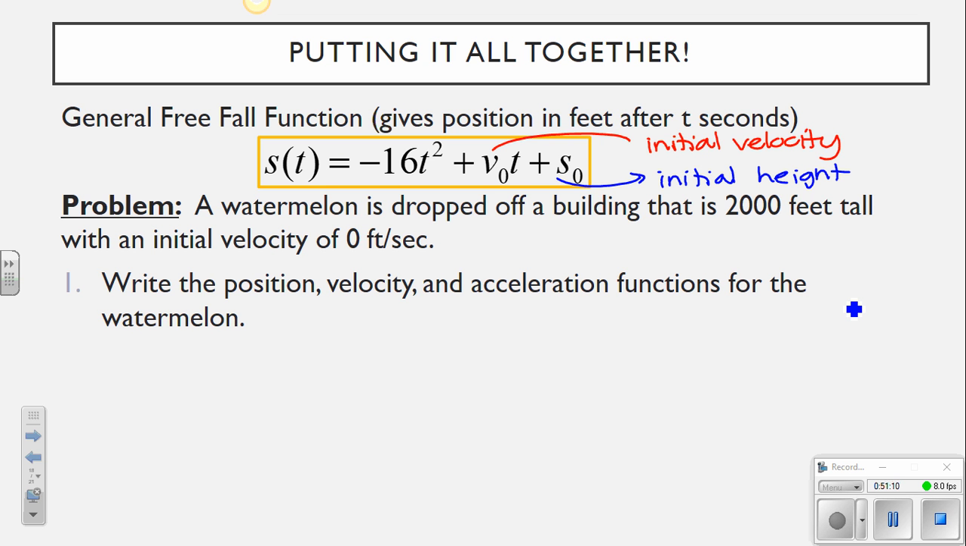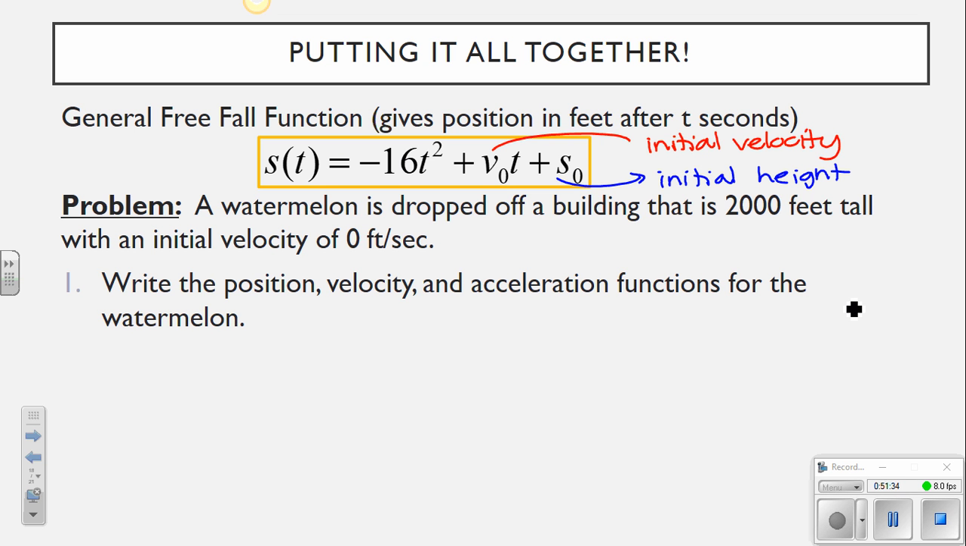Okay. So Henry, you dropped a watermelon off a building. I'm not sure why, but you do. It's you, so I'm not surprised. It was a 2,000-foot tall building. This is what you were doing, some calculus homework, right? With an initial velocity of 0 feet per second. So can we write each of the three equations here?